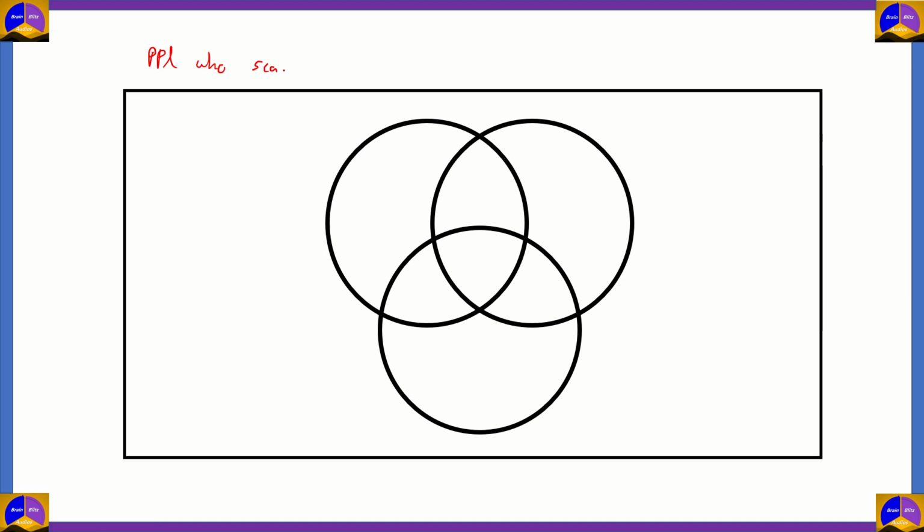who scored above or equal to 90 percentile overall.